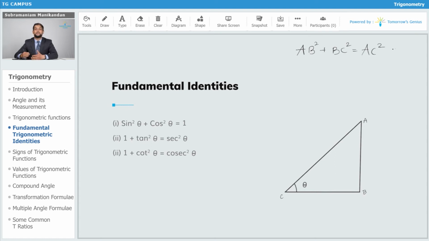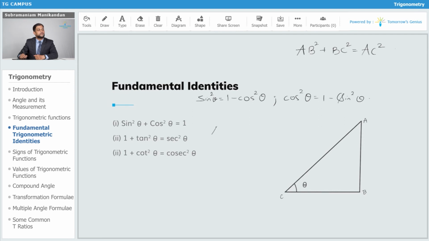However, one should remember their rearrangements, and from the first rearrangement, we'll get many times sine square theta as 1 minus cos square theta, and cos square theta as 1 minus sine square theta.